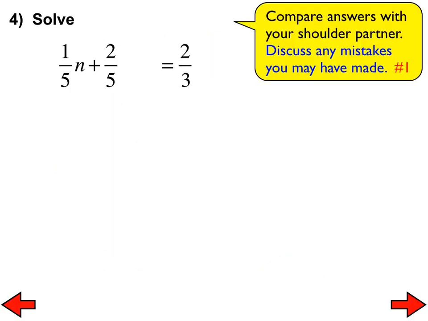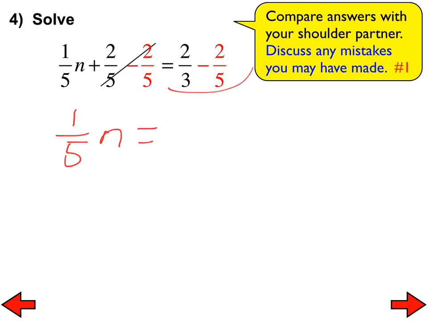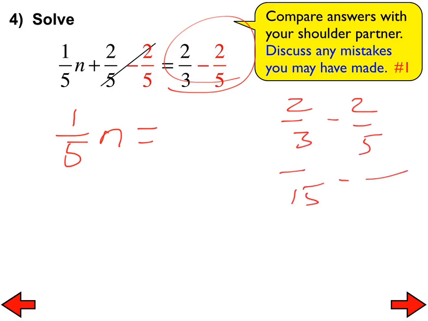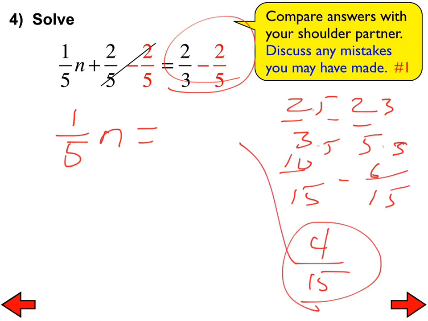All right, so let's take a look at this one. We should subtract 2/5 from both sides. We made 0 on the left-hand side, so now we have 1/5 n equals, now we need to figure out what that is. 2/3 minus 2/5. Common denominator is 15. So we've got 10/15. And that gives me 4/15. So that is the part that goes up here.